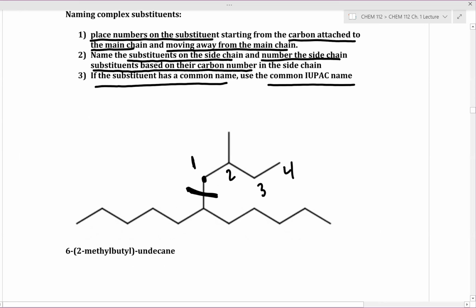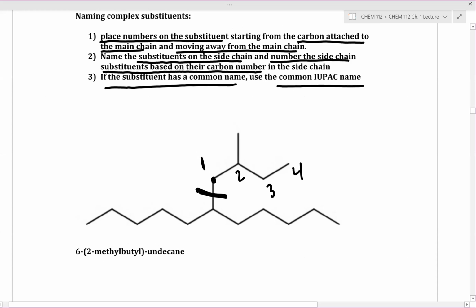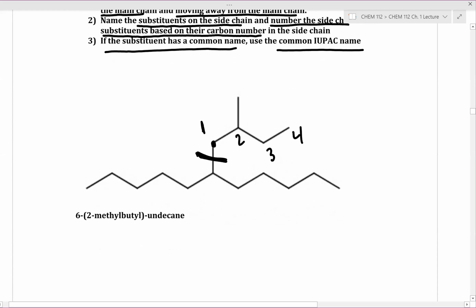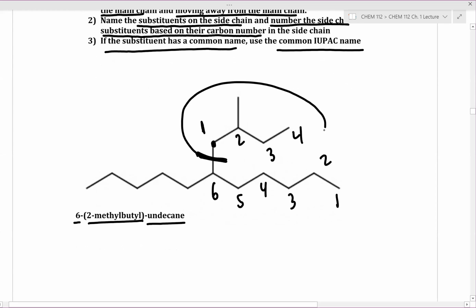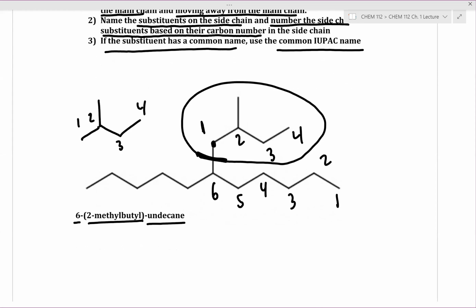So let's take a look at the following example. So we have 6-(2-methylbutyl)undecane. Looking at our counting methods, we count 1, 2, 3, 4, 5, 6. So this entire little side chain is found at carbon 6, okay? Now let's dissect this side chain and apply some numbering. So it's a 4-carbon side chain. What do we call a 4-carbon side chain? Butyl. So 4 carbons tells us that we have a butyl side chain.